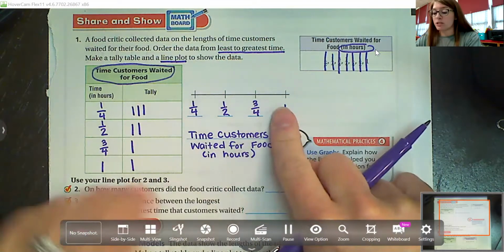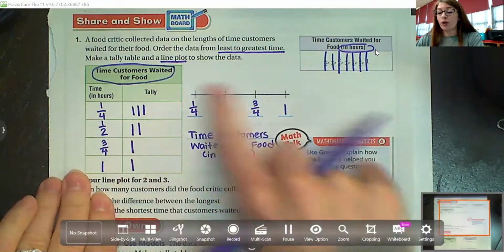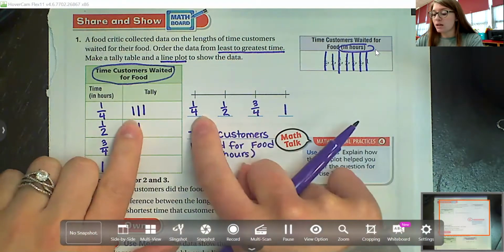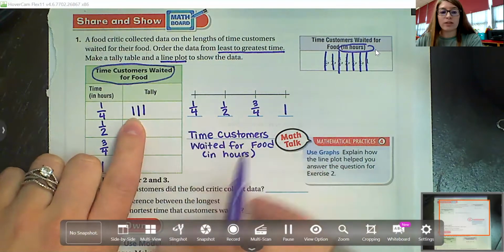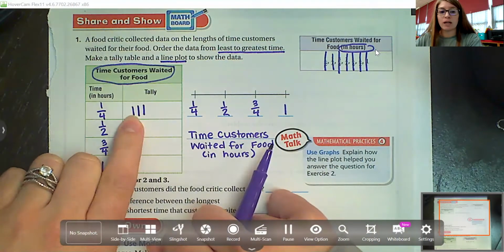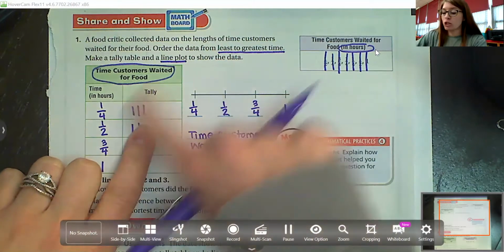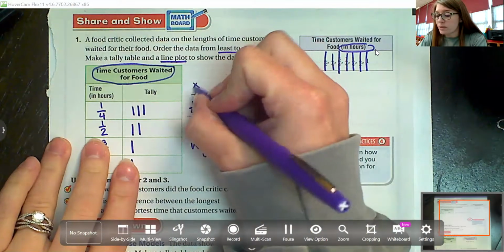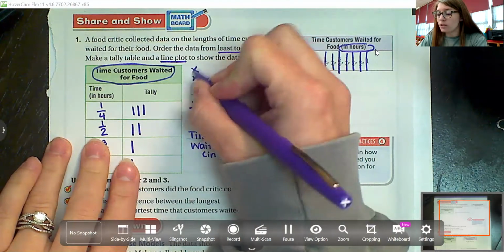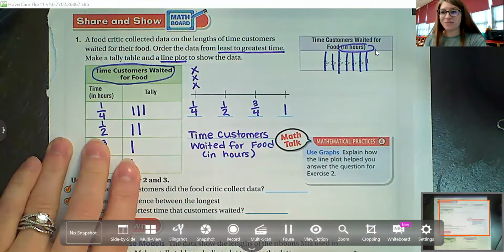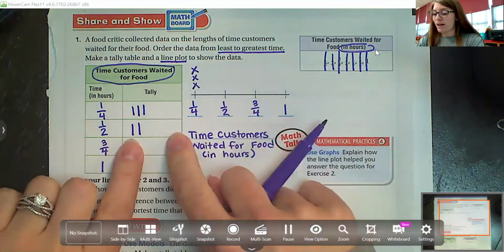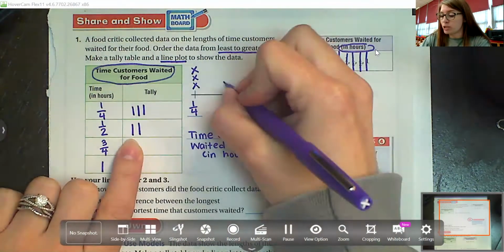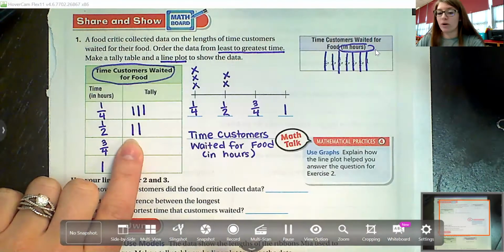So now what I'm going to do is take these tallies and transfer them over here to this line plot. So how many did I have for 1/4? Very good. 1, 2, 3. And how we're going to transfer that over here, instead of tallies, we're going to just draw some X's like this. So 1, 2, 3, just like that. All right, then how many did I have for 1/2? Very good. I had 2. So I'm going to put 2 X's above 1/2.